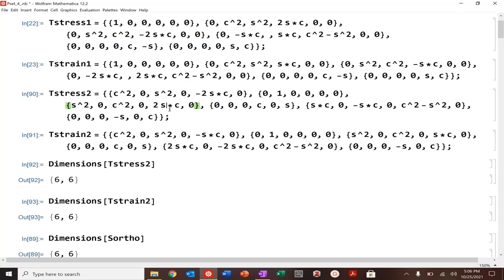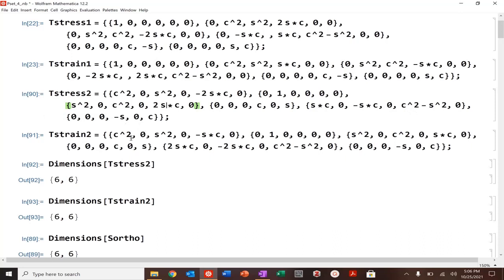Let's see. In the 2, we should have C squared, S squared for stress, minus 2SC, 0, 1, 0, S squared, S squared, comma 0, C squared, 2SC. No, this is looking pretty good. S times C squared minus S squared. 0, 0, 0, minus S, 0, C.